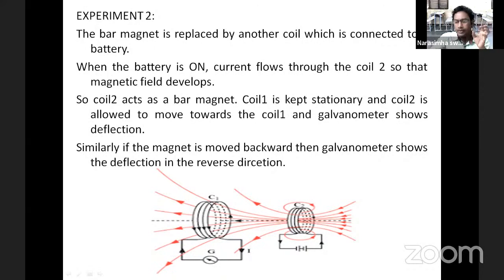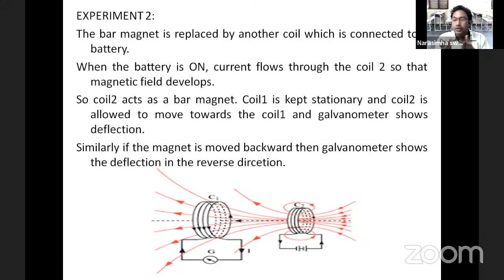Same procedure, same experiment, but we just replace the magnet. Similarly, if the magnet is moved backward, then the galvanometer shows deflection in the reverse direction. Whatever we observed in experiment 1, the same we are observing in experiment 2, because coil 2 behaves as a magnet. Now here also, if coil 2, which is connected to the battery, is at rest, then there will be no deflection in the galvanometer.